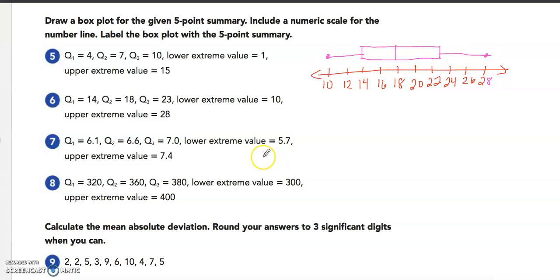All right, and number 8. So here we go. We're going from 300 to 400. The lower value is 300. The upper value is 400. So let's put 300 here. And we can go up by 20s, because it looks like all these numbers here are divisible by 20. So if this is 300, this is 320, this is going to be 340, this is going to be 360, this is going to be 380, and then this will be 400.